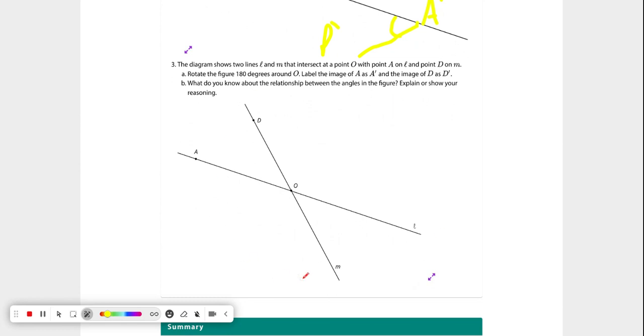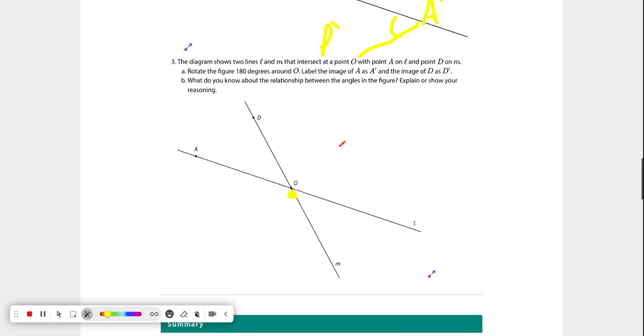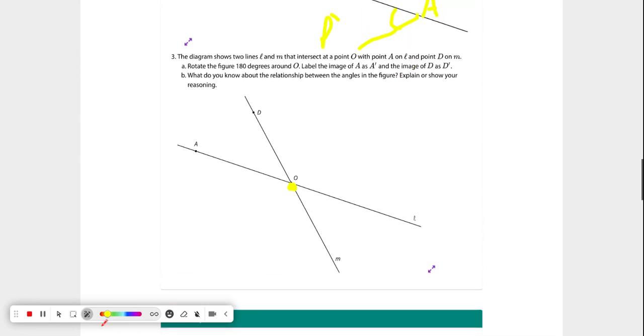You're going to follow these instructions as well, where you have line L and line M. This is your intersection point O. There are some points. You're going to rotate 180 degrees around O and take a look at your new figure and the relationship between the angles. A big part here is going to be to explain why you say what you say.